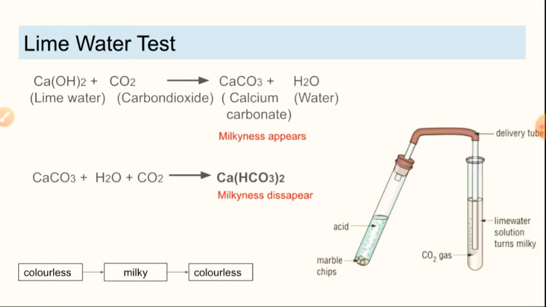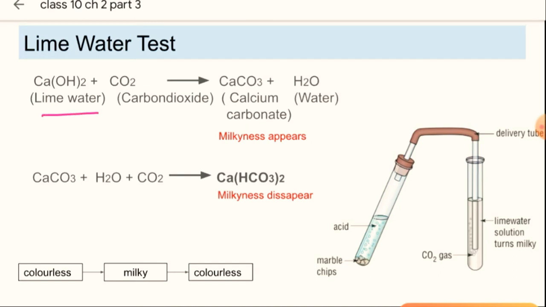Now what happens in the lime water test? First of all, we take the lime water. What is lime water? Lime water is a colorless liquid. Like water, which is also a transparent colorless liquid, lime water is also a transparent colorless liquid. The chemical formula of lime water is calcium hydroxide.